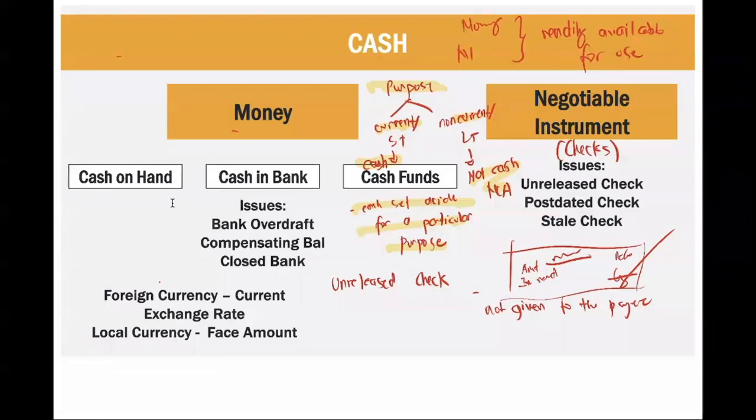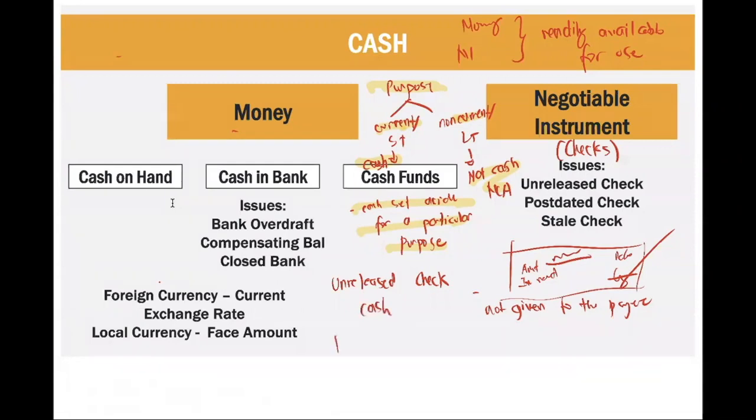For example, I will draw a check, I will write a check. The payee is Juan de la Cruz. If I did not give the check to Juan de la Cruz, it is considered an unreleased check. So what is the treatment of an unreleased check? It is part of cash. Unreleased check, part of cash.